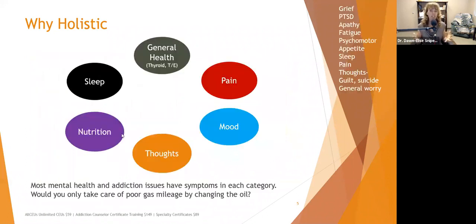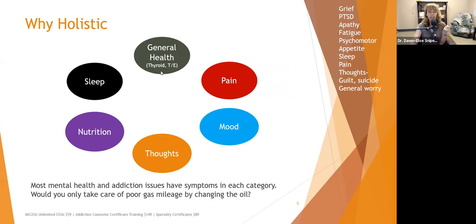Let's just take a look at this for a second. The things we're going to talk about are general health, pain, mood, thoughts, nutrition, and sleep. So that kind of runs the gamut. And yes, you've got social relationships and environment and stuff out there. I couldn't cover that in a full hour. But I want you to think about it. Most mental health and addiction issues have symptoms in each category.